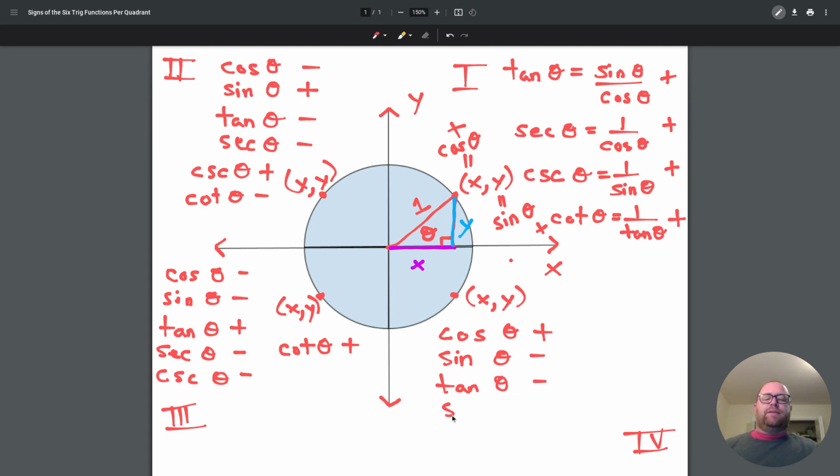The secant of theta, 1 over the cosine, it's 1 over a positive number, so that's positive. The cosecant of theta, 1 over a negative number, so that's negative. And then the cotangent of theta is going to be 1 over a negative number, so that's negative.